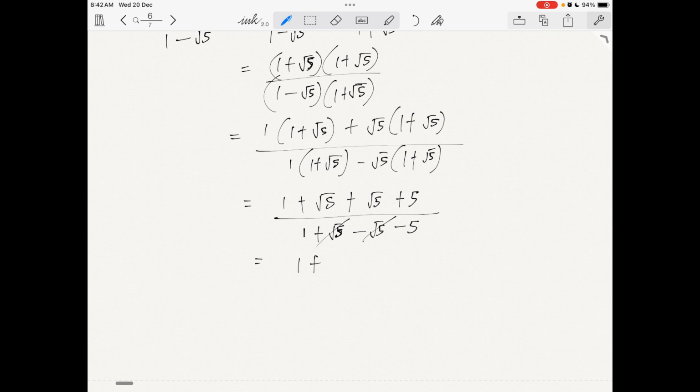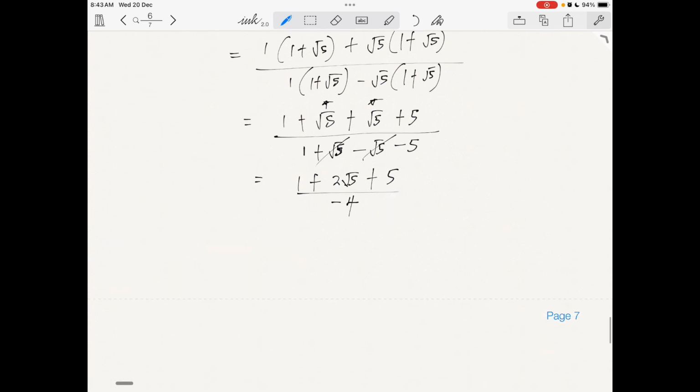Root 5 plus root 5, remember where we did addition and subtraction of sorts. So root 5 plus root 5 will give us 2 root 5, and the 1 minus 5 is minus 4.